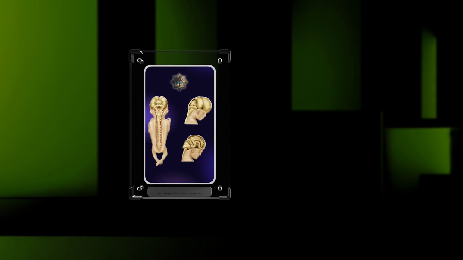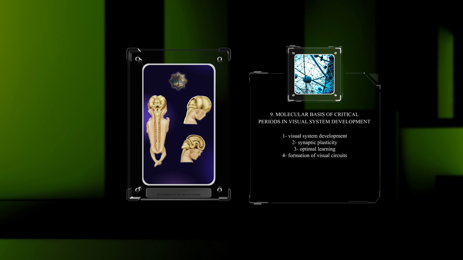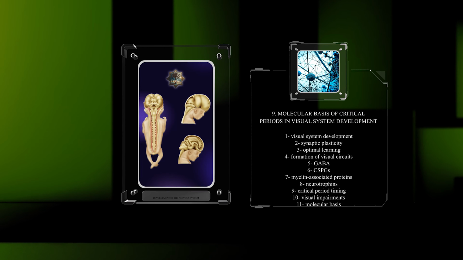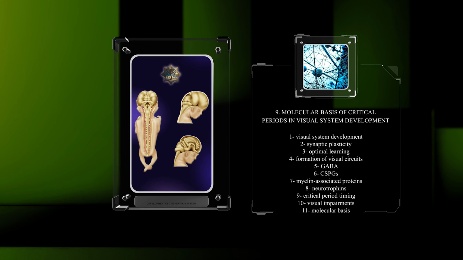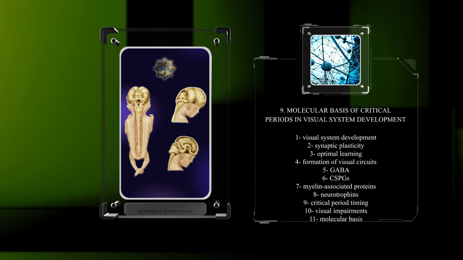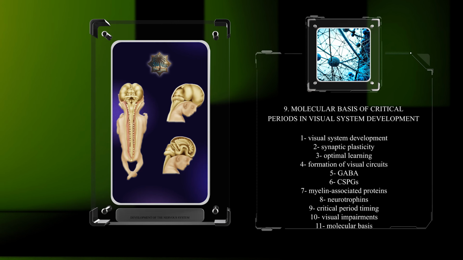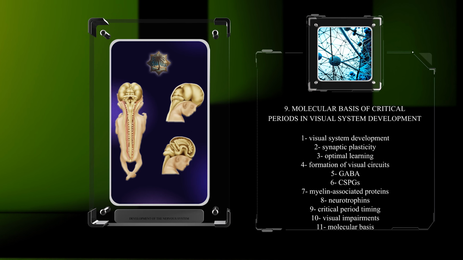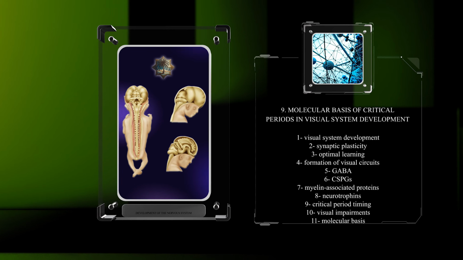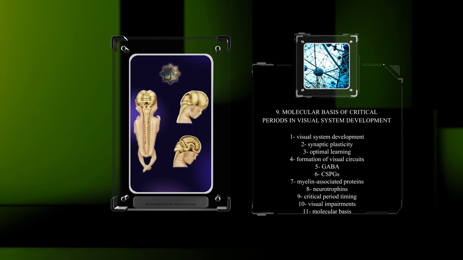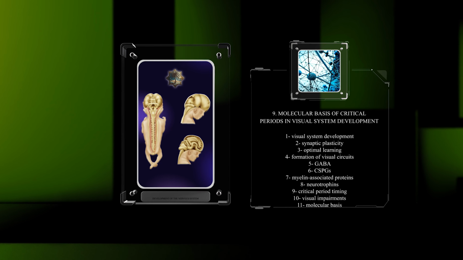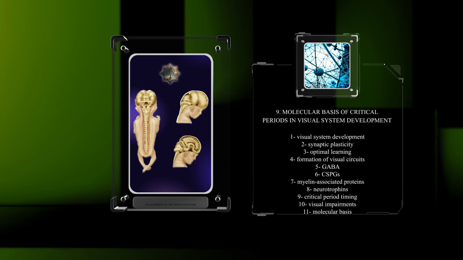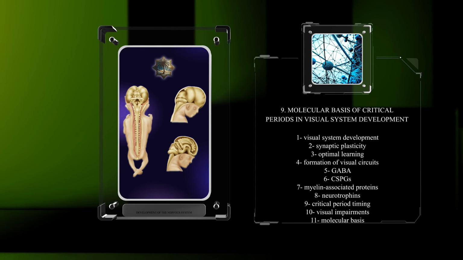During the critical periods of visual system development, synaptic plasticity is highly important for optimal learning and the formation of visual circuits. Molecular mechanisms involving factors like GABA, CSPGs, myelin-associated proteins, and neurotrophins regulate this plasticity. Disruptions in critical period timing or plasticity can lead to visual impairments, but studying the molecular basis of critical periods could help develop interventions for visual deficits.